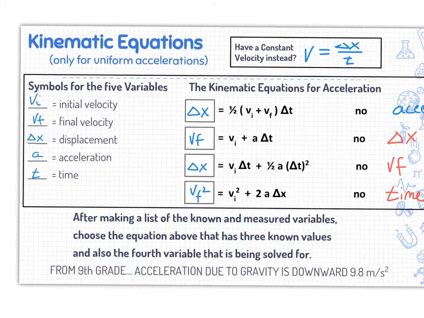So all of these equations work together in order to solve for different variables of motion, and we're going to follow this basic pattern down here. We're going to make a list of our knowns and unknowns, choose the equation that has the best fit, and find out what variable is being solved for. Remember, the acceleration due to gravity is downward, giving it a negative 9.8 meters per second squared for the acceleration.